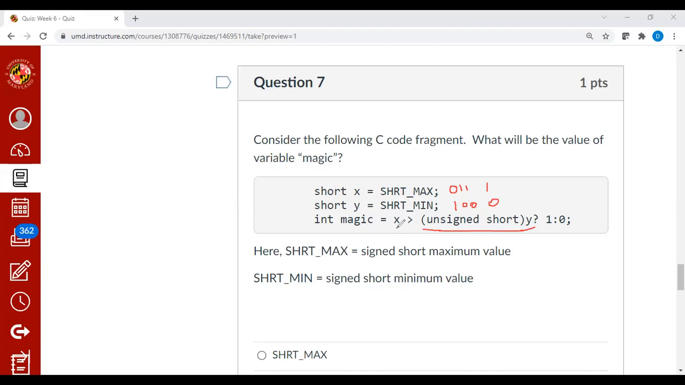Whenever you compare unsigned with 2's complement, you will automatically convert that into unsigned. So your short max is 0, 1, 1, 1. Of course 0, 1, 1, 1 is smaller than 1, 0, 0, 0. Therefore the answer is 0. So the answer is 0 for this problem.